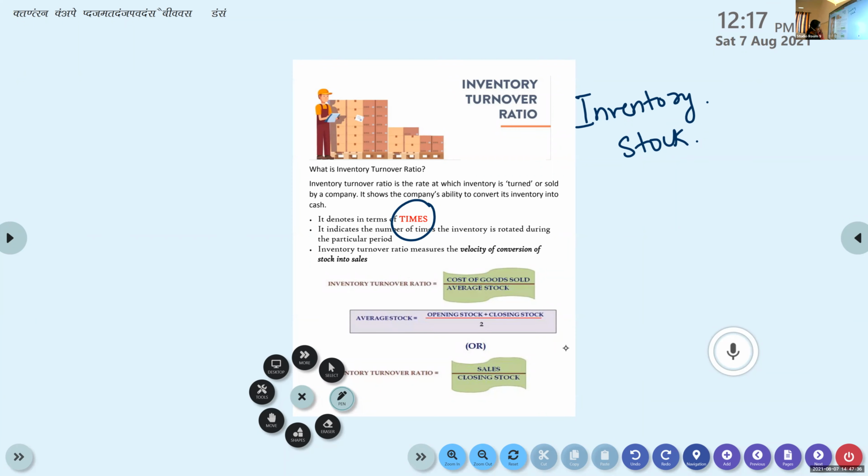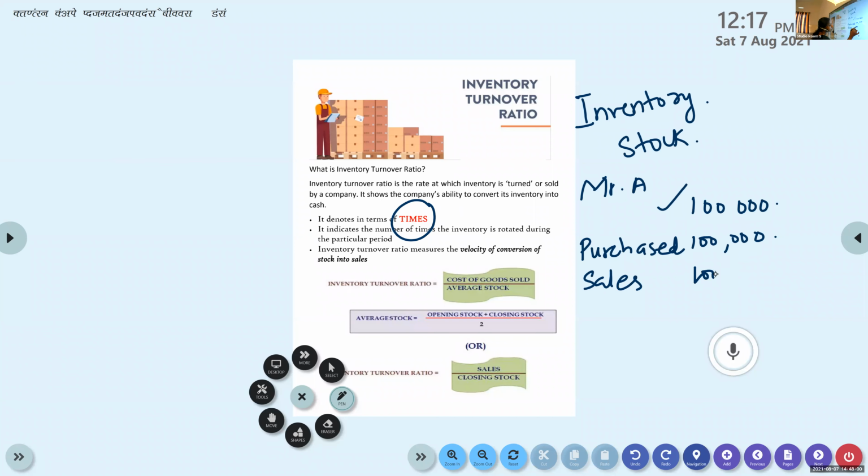Now, let me tell you, what are we going to find out? Suppose there is Mr. A. He started business with cash 1 lakh. With this 1 lakh, he purchased goods for 1 lakh. Then what is he doing? He is making sales. He sold all the goods for 1 lakh. Okay. So now what happens? It is over. Again, what is he going to do? When he made the sales, definitely he got a return. It includes profits.